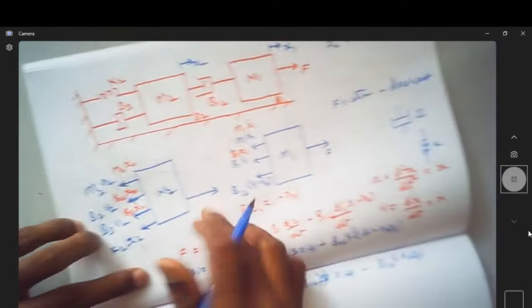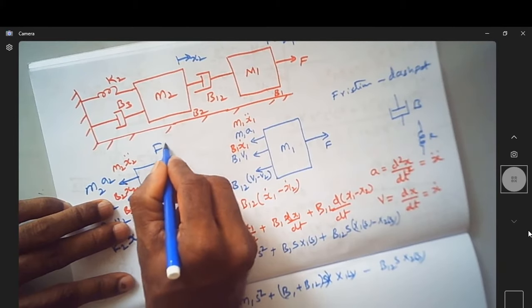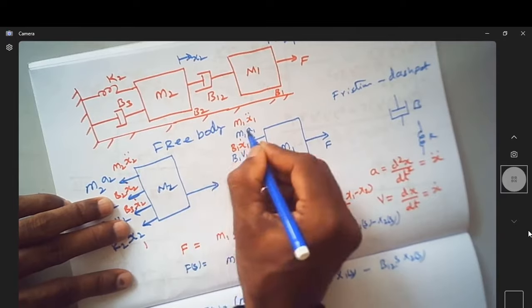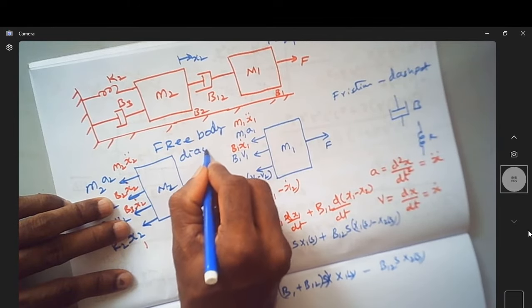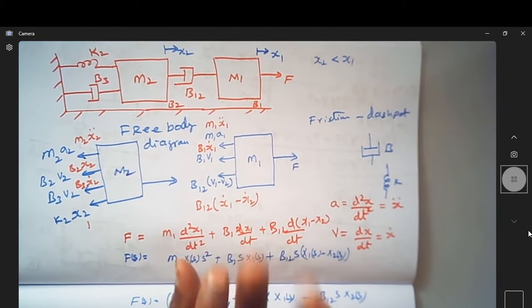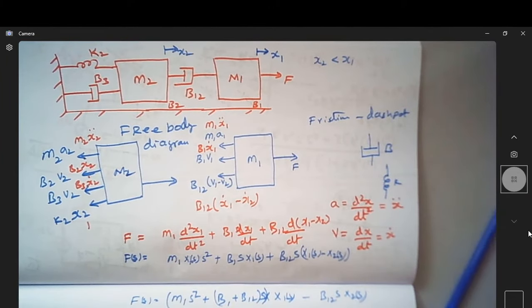Of course we know that this is called a free body diagram, indicating what are the acting and opposing forces on various masses.